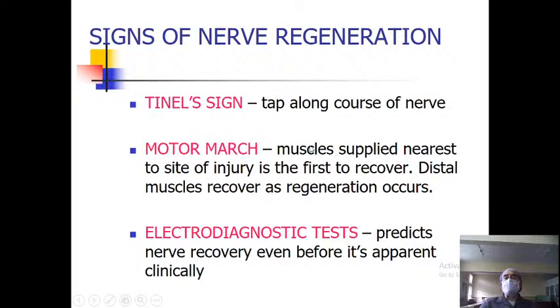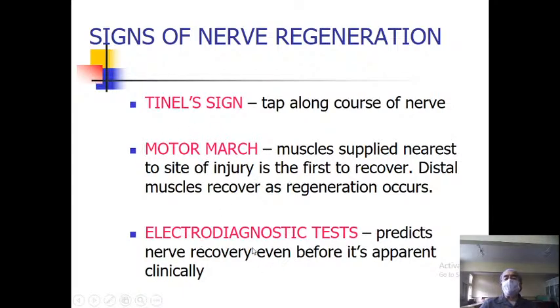Similarly, the muscles which are close to the injury get the power back first, rather than the distal muscles which are far away from the site of injury. So the muscles, they march. That means the proximal muscles first, then the intermediate muscles, then the distal muscles. So this regeneration also follows a rule. That's why you can identify the muscles which can get regenerated first and which get regenerated last. So once you know the muscles, then you can find this motor march.